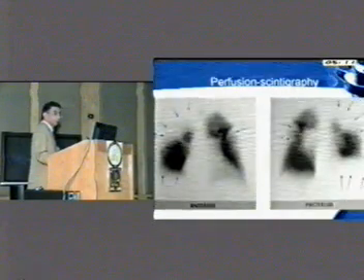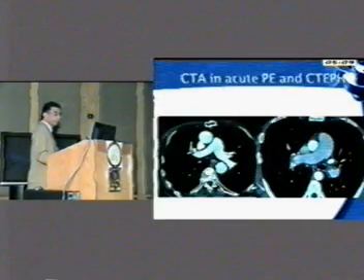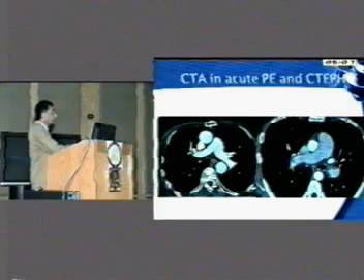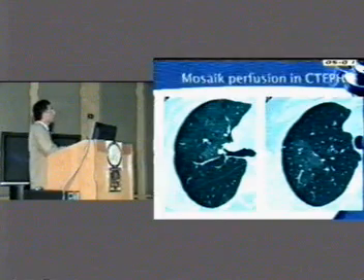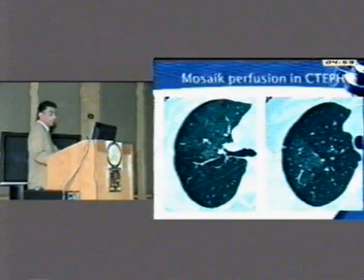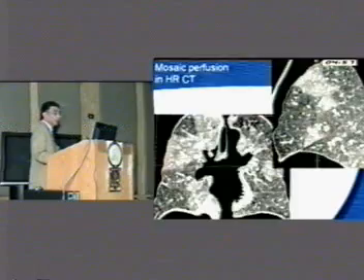دي طبعا السكان ده اللي هو المالتي-سلايس CT angiography. دي موزايك ابييرنس موجوده في CTEPH. دي اجين الموزايك ابييرنس.